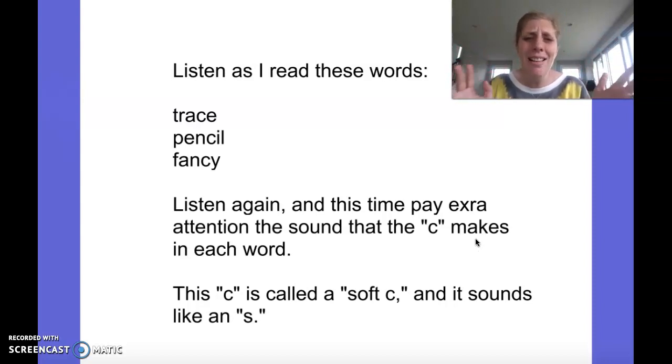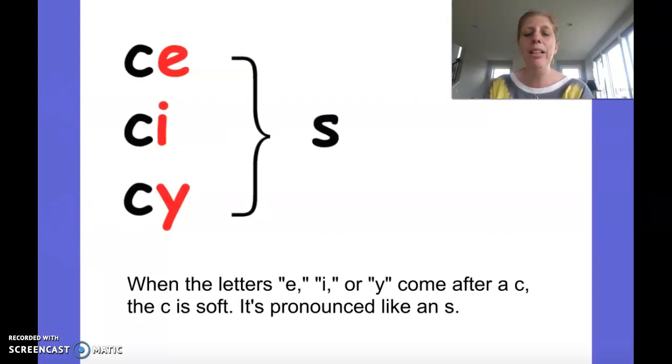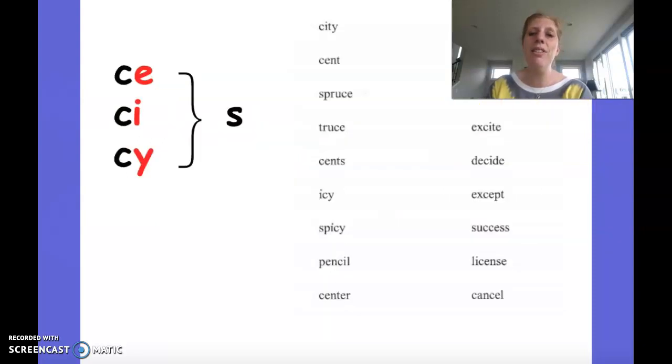It sounds like an S, Mrs. Kane, right? Yeah, you're right. It sounds like an S. It's called a soft C. And now we're going to learn how do I know when I'm reading a word, if it has a C, if I'm supposed to tap it out k, or if I'm supposed to say s, because we're so used to always going k when we tap out a C. Well, if the C has an E, an I, or a Y after it, it sounds like an S. It's a soft C. Okay, so today we're going to practice reading words that have soft Cs.